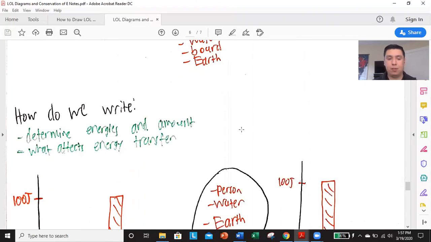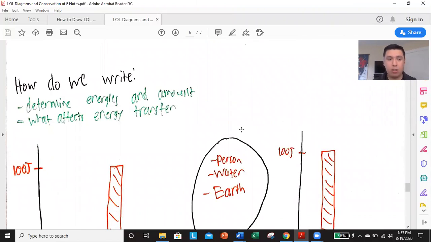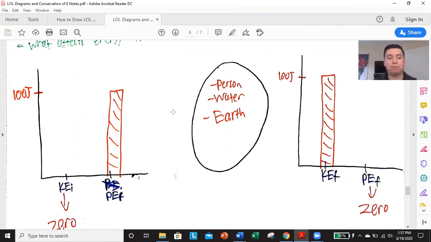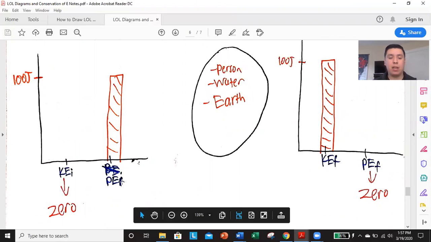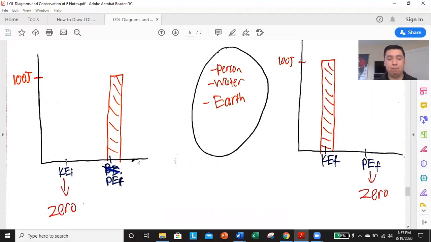Okay. Then how do we write? I wrote down here that we need to determine the energies and the amount, and you can just approximate it. And then what objects affect the energy transfer? So here, I actually put the amount. I just estimated 100 joules, and I put 100 joules for PEI. So the potential energy in the initial case is 100 joules and there's no kinetic energy. The reason there's no kinetic energy is because the person is not moving at all. They're just standing there getting ready to jump, but they have the potential to have all this energy when they jump.